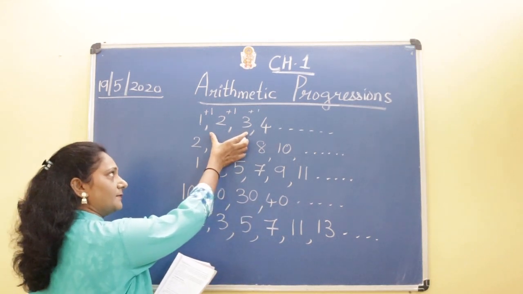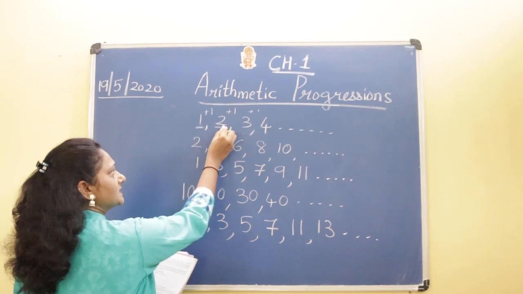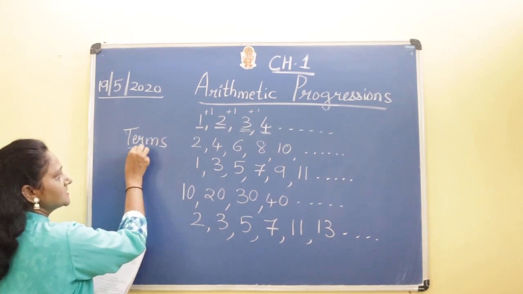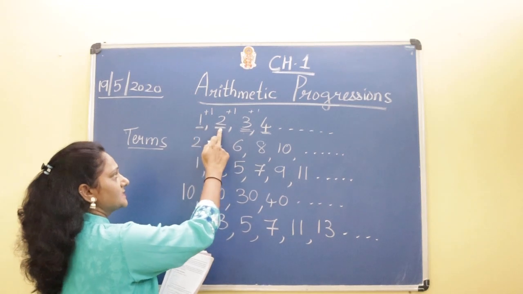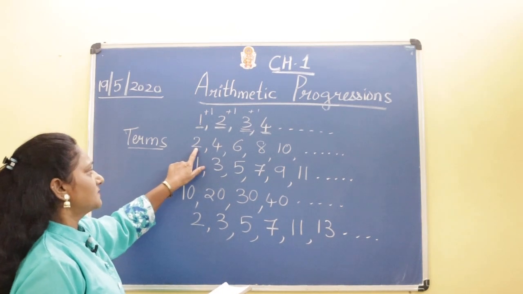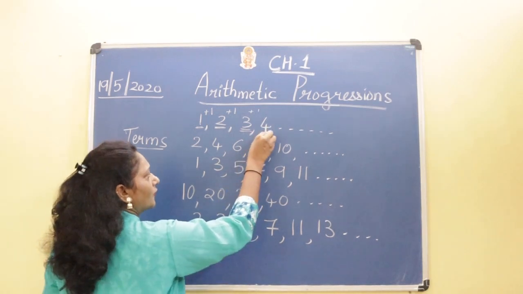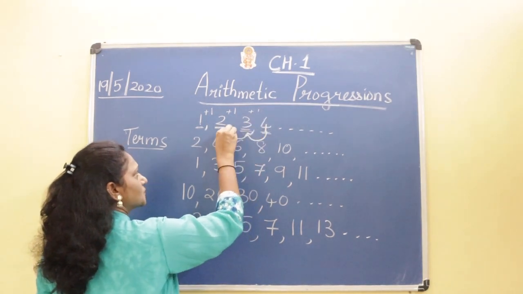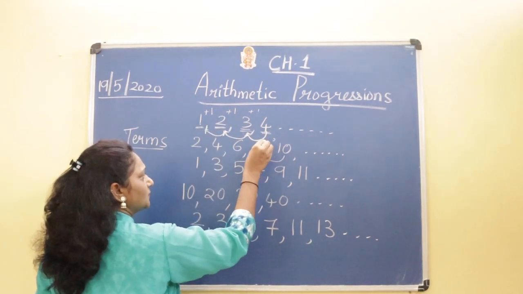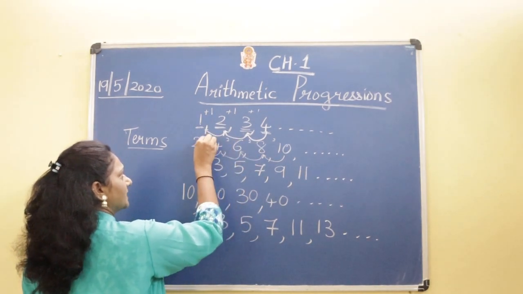So, is this a list of numbers? Yes. So, in arithmetic progression, we call these numbers the terms. This is the first term, the second term, the third term, the fourth term and so on. Here, the first term is 2, second term is 4, third term is 6. See the difference. 4 minus 3 is 1, 3 minus 2 is 1, 2 minus 1 is 1. 10 minus 8 is 2, 8 minus 6 is 2, 6 minus 4 is 2, 4 minus 2 is 2.